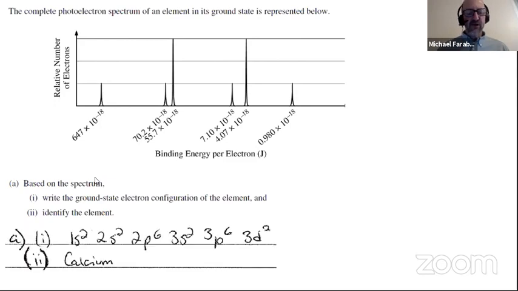They have written an electron configuration based on this diagram of 1s2, 2s2, 2p6, 3s2, 3p6, 3d2. And they said it was calcium. So think about what mistake they might have made and how you would compose a correct response to this question.